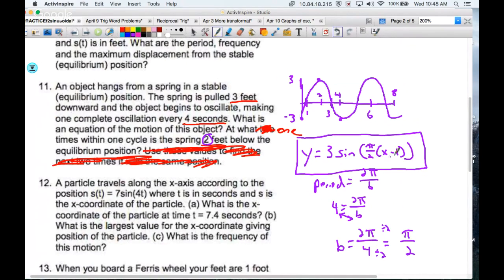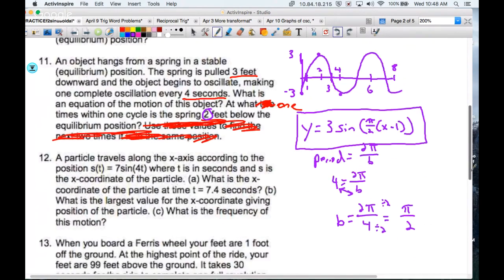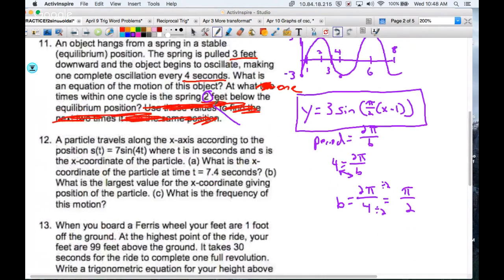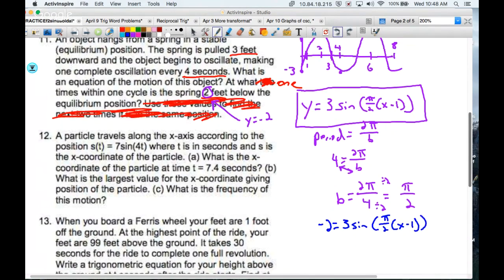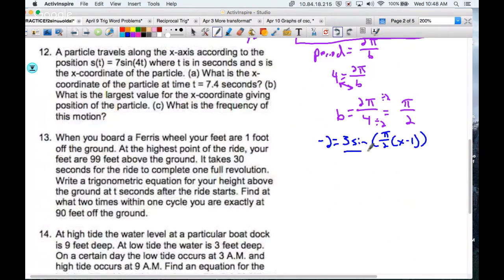One time when the spring is 2 feet below the equilibrium position. So to solve for that, that 2 feet below is going to be a y equals -2. I'm going to plug a -2 in for y. -2 equals 3 sine of pi over 2 times (x minus 1). And we just have to do inverse operations until x is by itself. So we can divide both sides by 3. Get -2/3 equals sine of this whole thing.